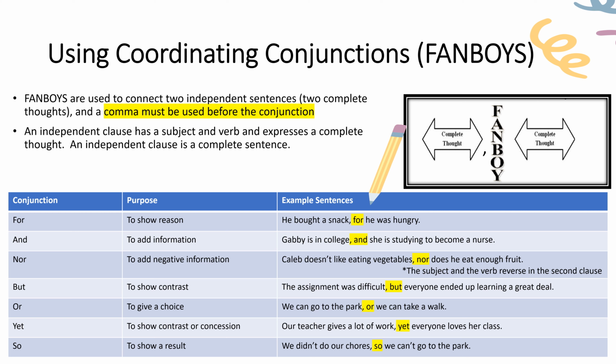Yet, to show contrast or concession. Our teacher gives a lot of work, comma, yet everyone loves her class. And finally, the conjunction so. Its purpose is to show a result. We didn't do our chores, comma, so we can't go to the park. Notice each sentence has an independent sentence on both sides.